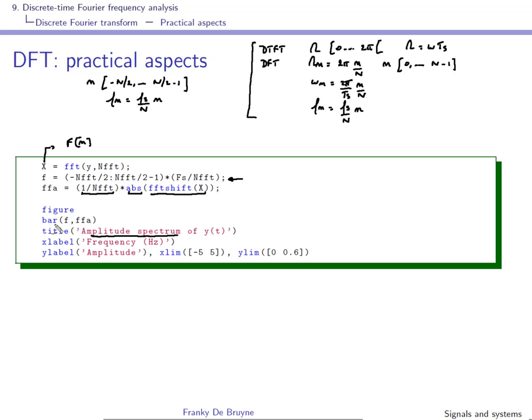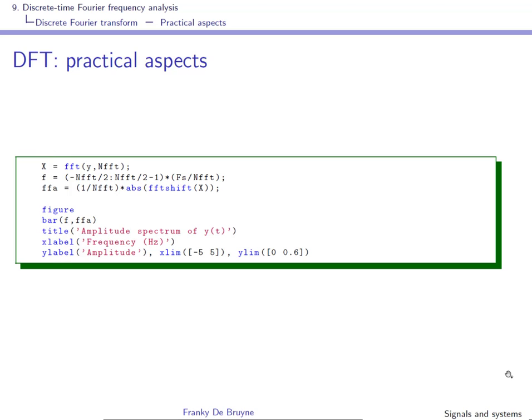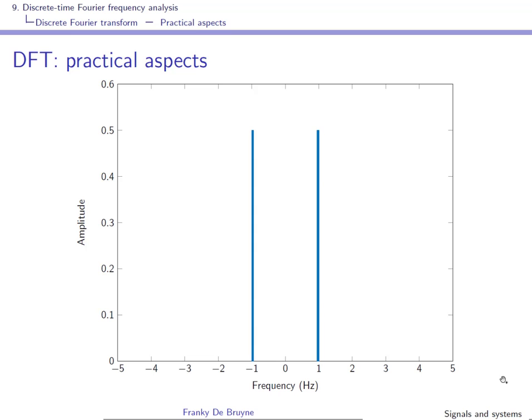Instead of using the plot command, what is often done is to use a bar graph, so you use the bar command, or you can also use the stem command. In this plot, we expect a spectrum between minus fs over 2 and fs over 2, so minus 50 hertz and 50 hertz. Since we expect to see spectral lines around minus 1 hertz and 1 hertz, we have zoomed in on the interval minus 5 to 5. So this is the spectrum that you obtain.